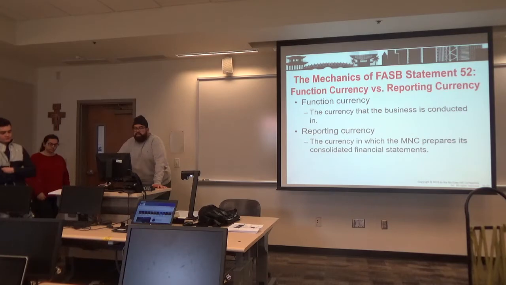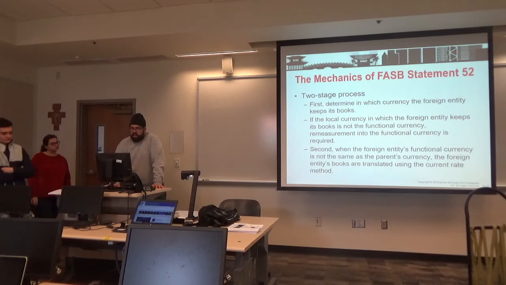Function currency is the currency that the business is conducted in. Reporting currency is the currency that you use for the multinational corporation. So if you're an American company doing work in Europe, like in all the examples, you're using the euro for the function, and then you're reporting it in US dollars. And the mechanics of FASB statement 8.